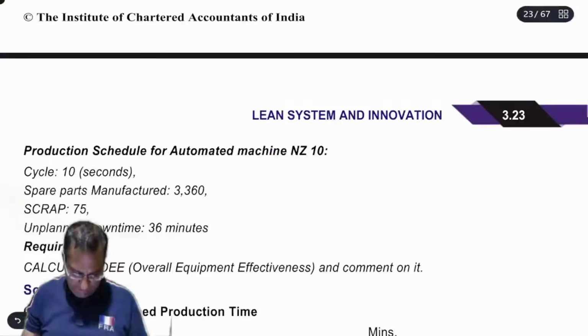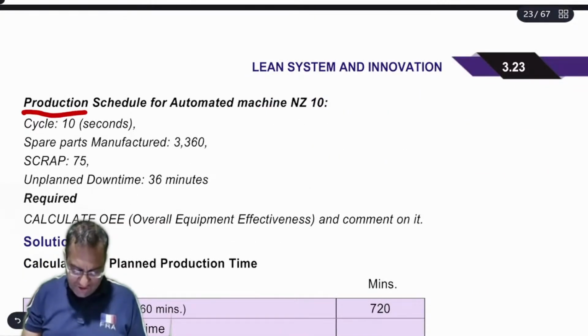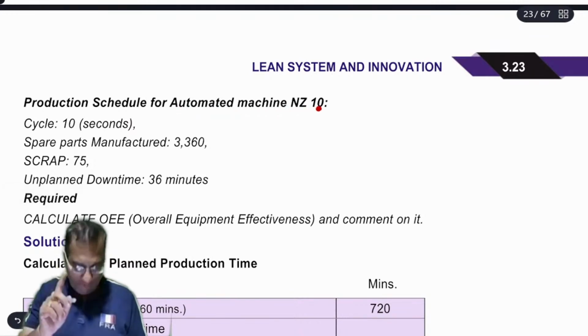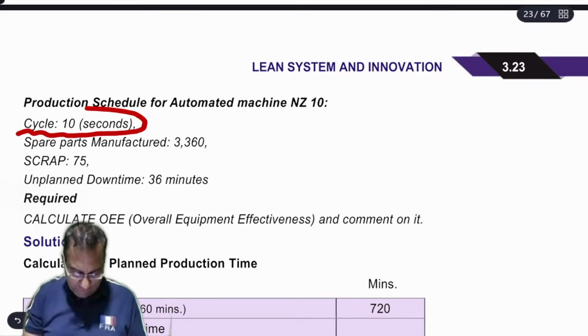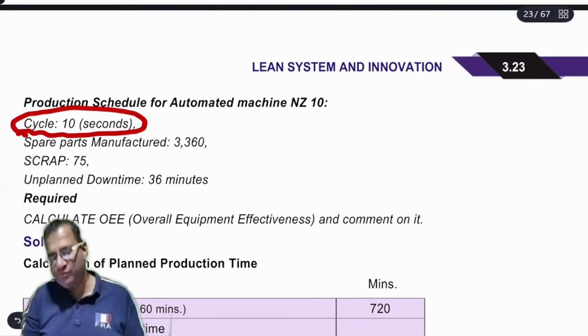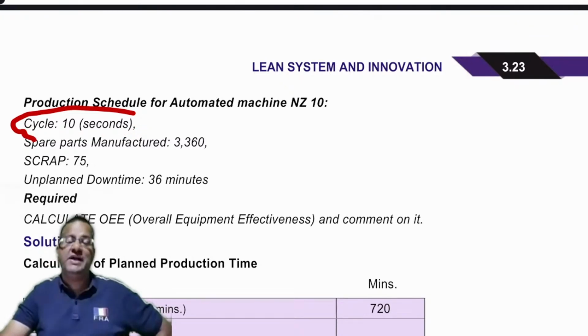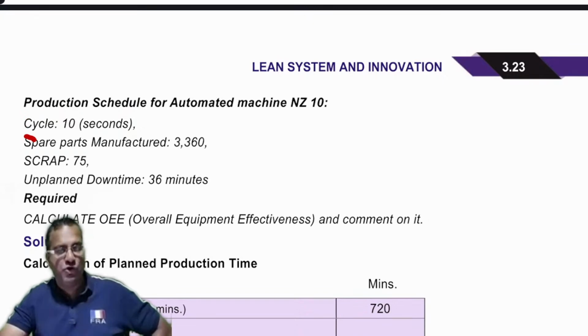Okay, चलिए बढ़ते आगे। Production schedule for automated machine NZ10, for one particular machine का हमें डेटा दे रहा है। Cycle 10 seconds. Can you please interpret this point? What do you mean by cycle 10 seconds? What does this indicate, beta? I'm waiting for your interpretation. Cycle 10 seconds. What does this indicate?